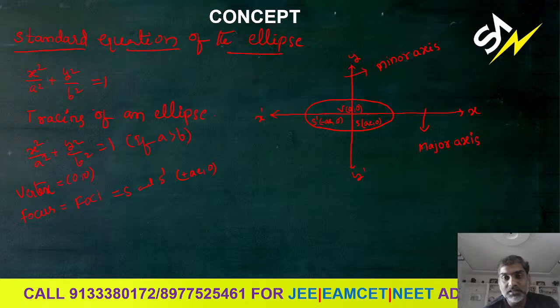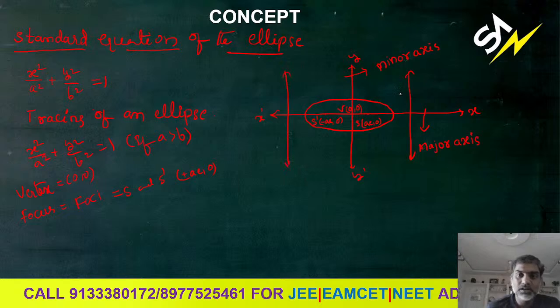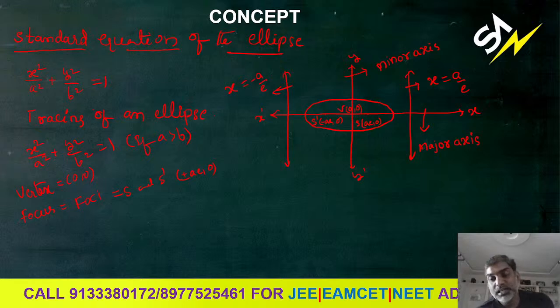Right, and next, equations of directrix. Here also we can get two directrices. This is one directrix. In case of parabola we have only one directrix, but in case of ellipse we have two directrices. This is the second directrix. What are the equations of the directrices? The equation of the first directrix is x equals a over e, and the equation of the second directrix is x equals minus a over e. Am I clear?